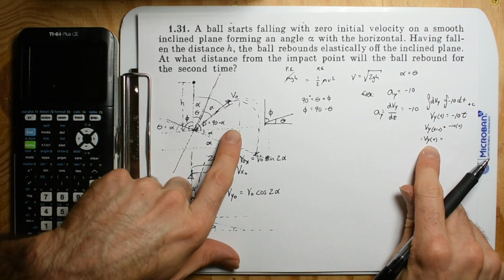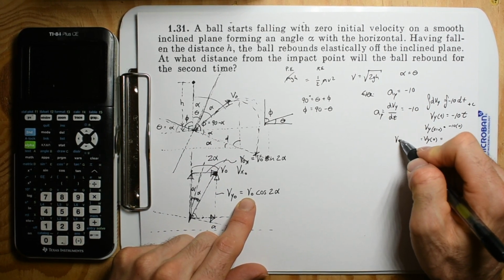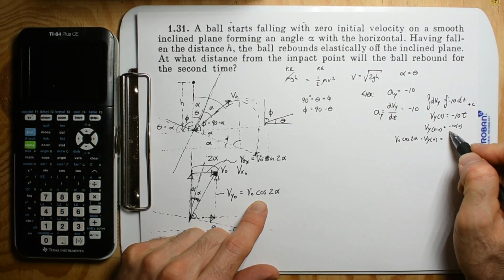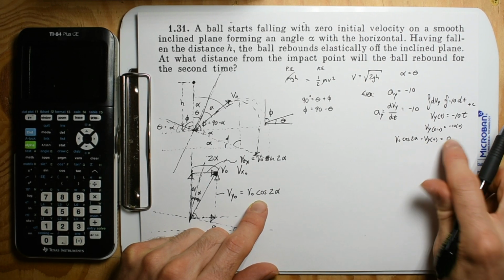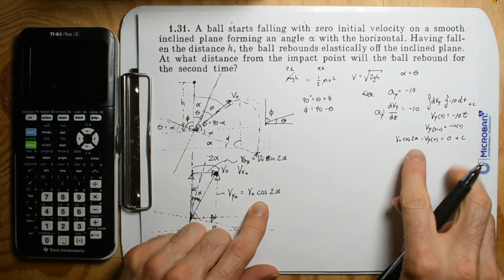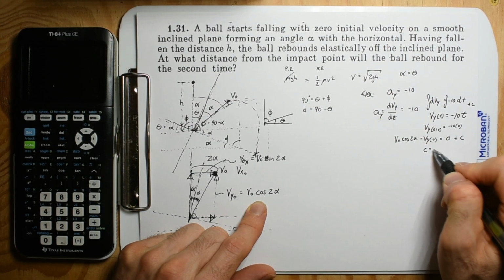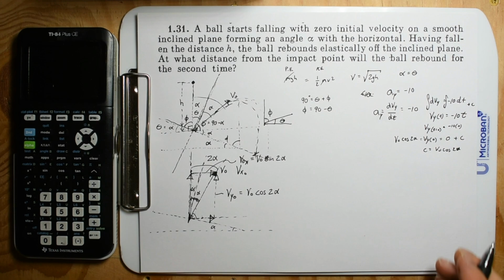We're going to have velocity in the y, and we already figured out what that was going to be. That's going to be v naught cosine 2 alpha. So if this term goes to 0, we have v naught cosine 2 alpha equal to 0 plus a constant. The only way to make this balanced is for our constant to equal this. So our constant is v naught cosine 2 alpha.